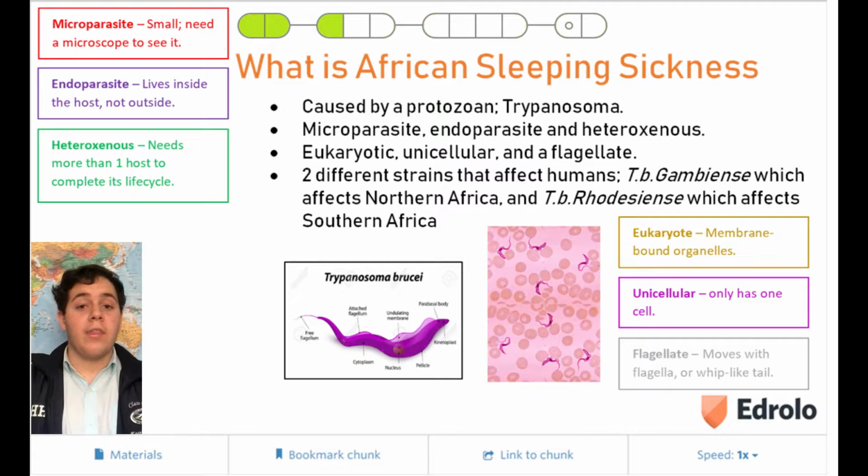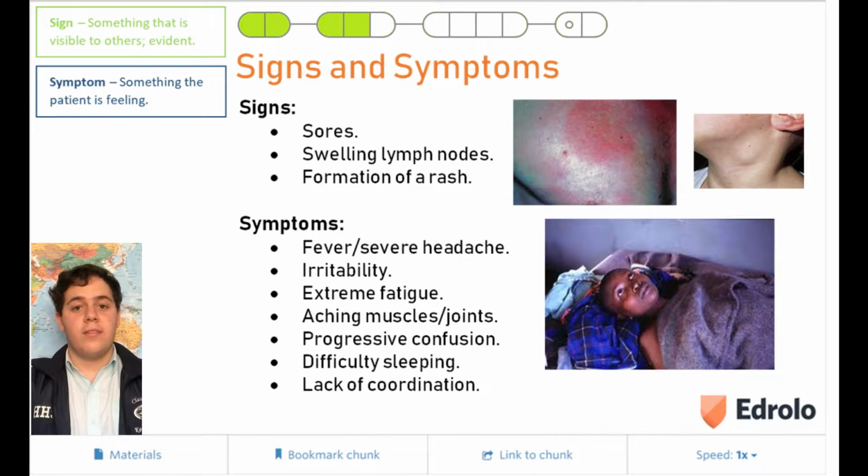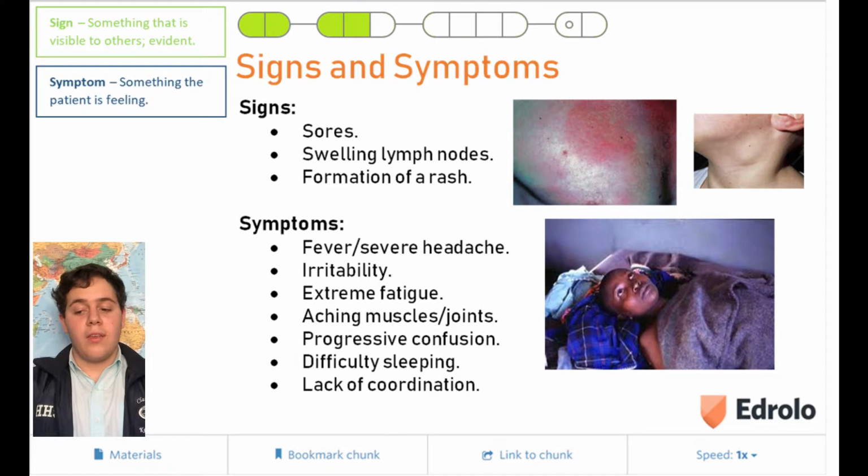In the continent of Africa, there are 2 strains of trypanosoma, T.b. gambiense, which affects northern Africa, and T.b. rhodesiense, which affects southern Africa. There are multiple signs and symptoms for African sleeping sickness. For signs, a patient might have the formation of sores, swelling of the lymph nodes, and the formation of a rash. For symptoms, a patient might be suffering from a fever, severe headaches, irritability, extreme fatigue, aching muscles and joints, progressive confusion, difficulty sleeping, hence the name, and a lack of coordination.